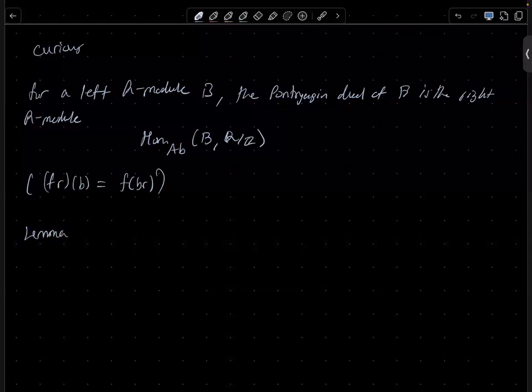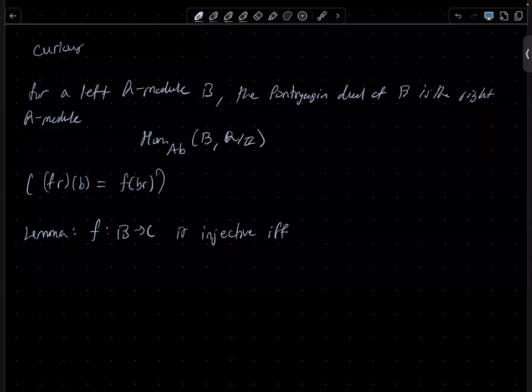And so one lemma that we need is that f from B to C is injective if and only if the dual map f star from C star to B star is surjective. Question: should that be f of rb? Oh, yes, rb. Yes, my bad. Thank you.